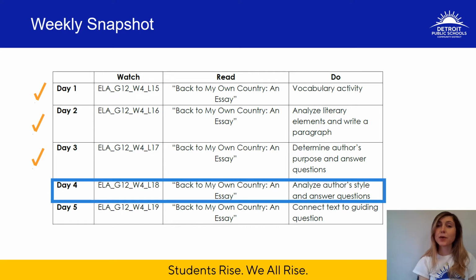So yesterday, I know that we looked at craft and structure. We analyzed the author's point of view, as well as uncovered the fact that this essay is informal in nature. Today, we're going to look at the author's use of style. More specifically, we'll analyze her incorporation of her own personal experiences in this essay. You'll need this video, ELA, grade 12, week 4, lesson 18. We'll still be utilizing the same text in our packets, Back to My Own Country, an essay. And today's task will be to analyze the author's style and answer some questions on our note-catchers.